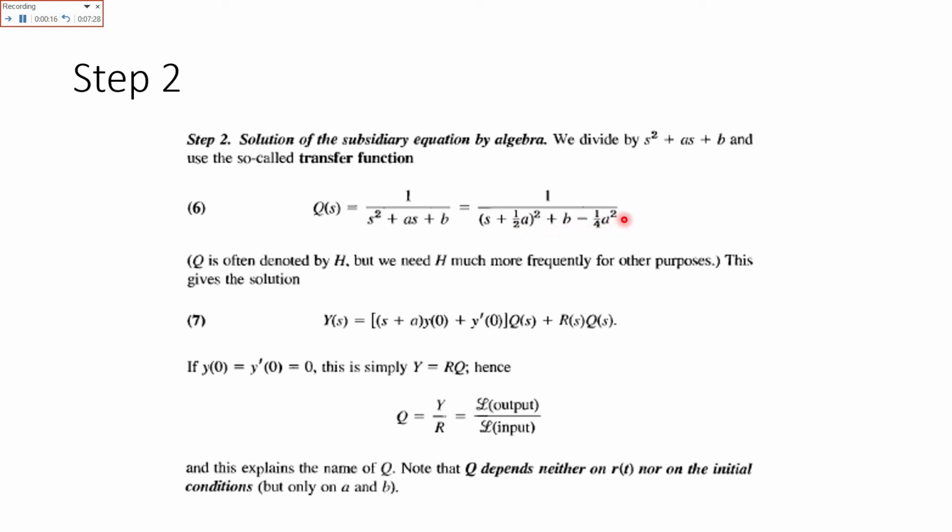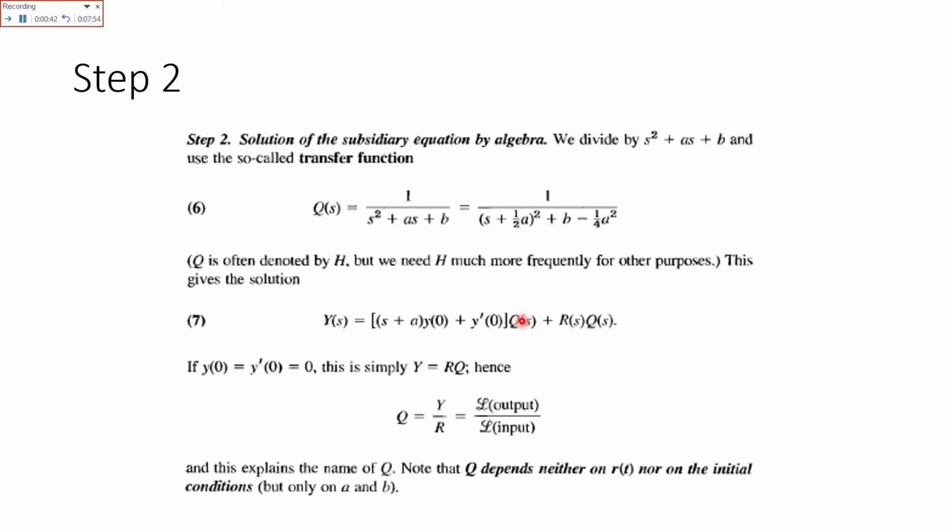We have multiplied and divided it by 1 by 4. Here q is often denoted by h, but we need h more frequently for the purpose. So the given equation is y of s equals s minus a y minus y naught of 0 q of s plus r of s q of s. Here we have separated the y term.